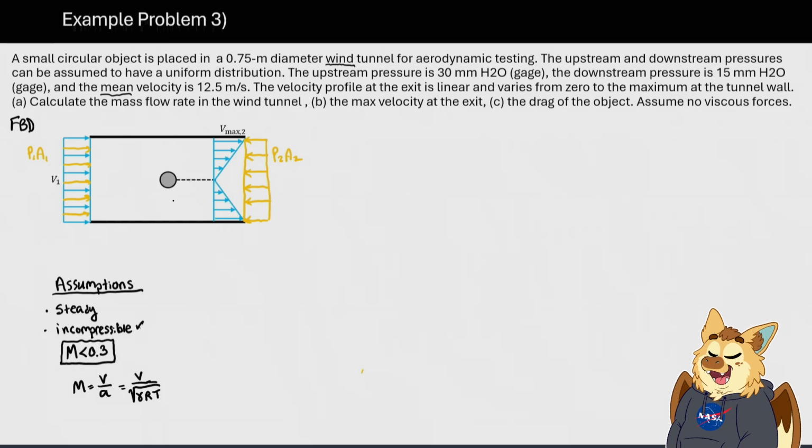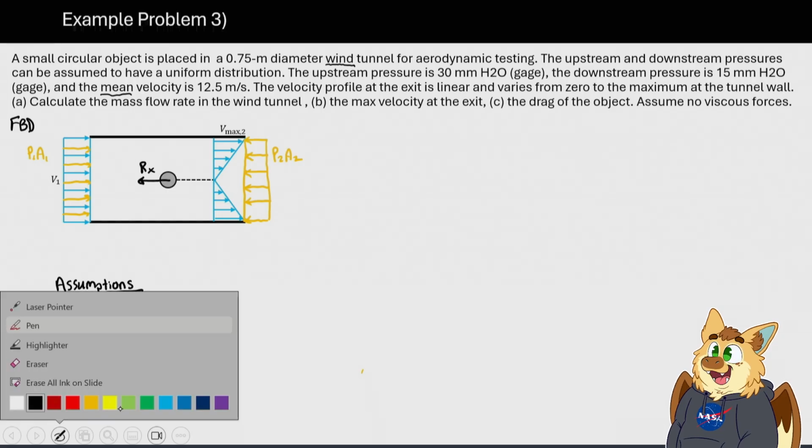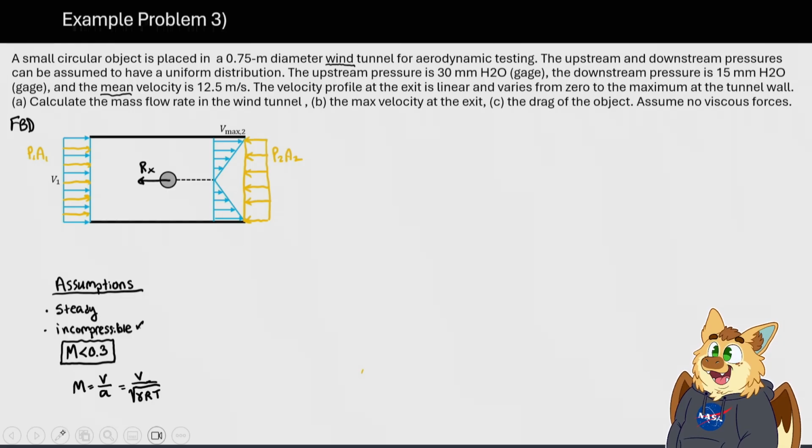Now, one thing to note about conservation of momentum and the way we do this force balance is that we're actually going to be finding a reaction force on this object. So the reaction force will be pointed to the left, but our drag will be pointed to the right. I'm using a different pen here, we'll use green.